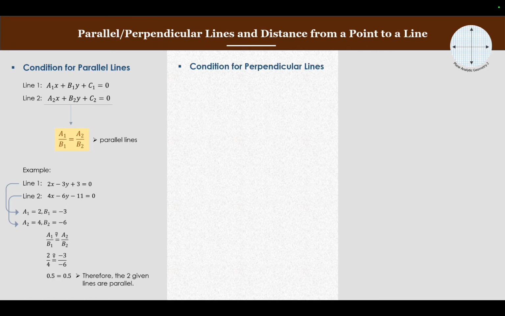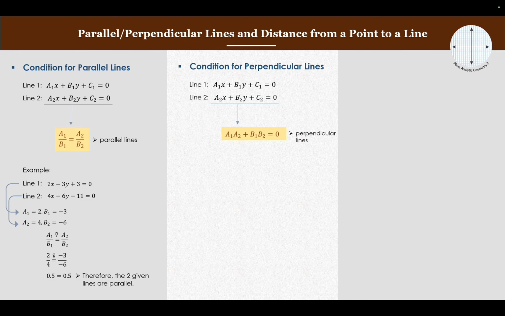Now, what is the condition for perpendicular lines? Let us have here the same lines. So how can you say that these 2 lines are perpendicular to each other? These 2 lines are perpendicular if a sub 1 times a sub 2 plus b sub 1 times b sub 2 is equal to 0.